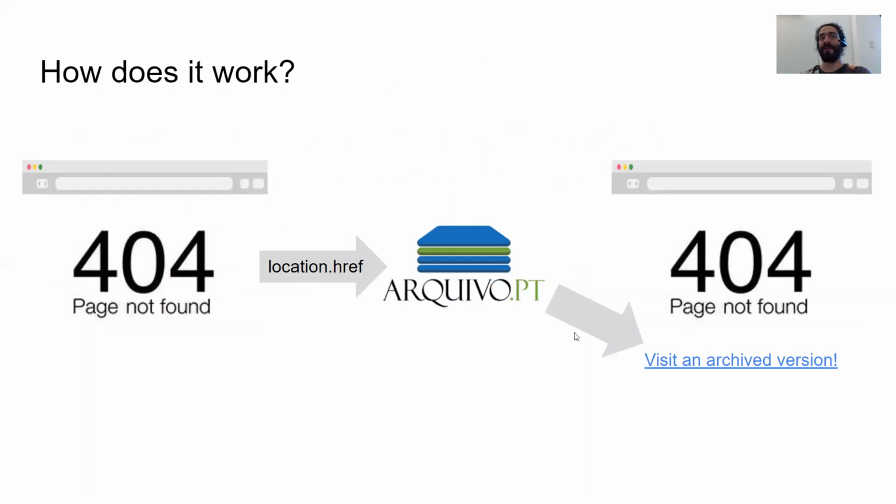How does Arquivo404 work? The script runs in the soft 404 page, and it sends the current URL to a web archive like Arquivo.pt. The web archive replies with a list of archived versions of the URL. Then the script picks the oldest version available and adds a link to the archived version.